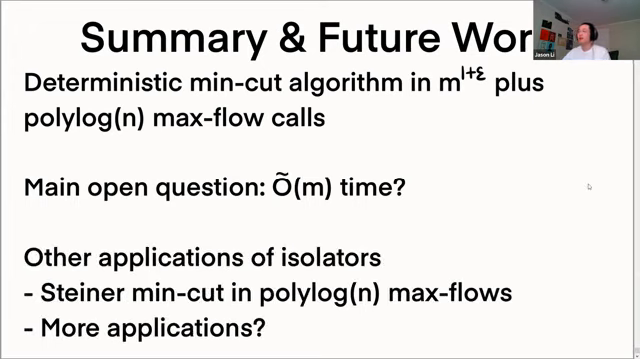One nice thing about the concept of isolators is that it has other applications. For example, consider the problem of Steiner min cut, which is, given a graph and a subset of vertices called the terminals, find the smallest cut in the graph that separates at least two terminals from each other. This is just the min cut problem where the terminals are all the vertices, but here the terminal set can be much smaller. We show this problem is also equivalent to essentially polylogarithmic max flows, at least with random sampling. In the deterministic setting, we also have an extra m to the 1 plus epsilon factor.